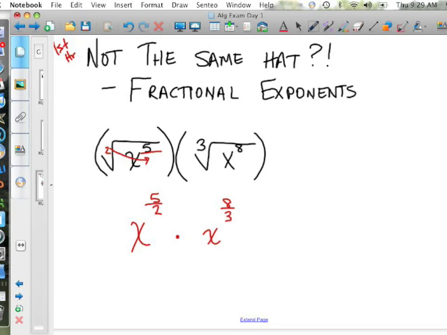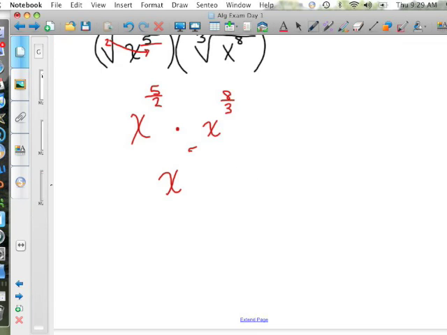All right, now what is the operation that we are performing here? To the variables, what are we doing to the x's? You are multiplying variables. So what do you do with the exponents when you're multiplying variables? You add them. So we've got to add x to the 5 halves plus 8 thirds.